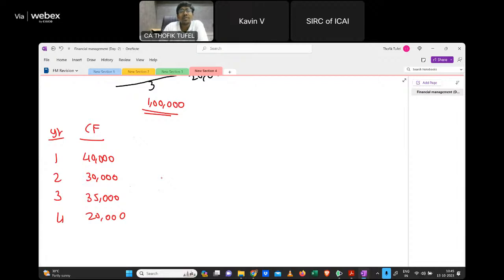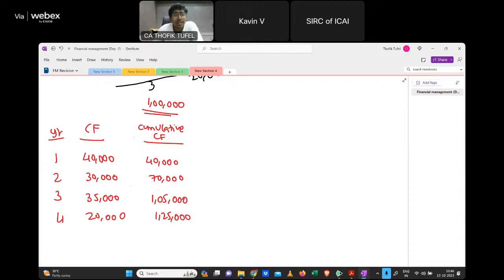So whenever multiple uneven cash flows come, what do you have to do? You have to prepare a schedule: year, cash flows and cumulative cash flows. Cumulative cash flows: first is 40,000. Second is 70,000. So in the second year I didn't recover. Now here I got 1 lakh 5,000 rupees, and this will become 1 lakh 25,000 rupees.